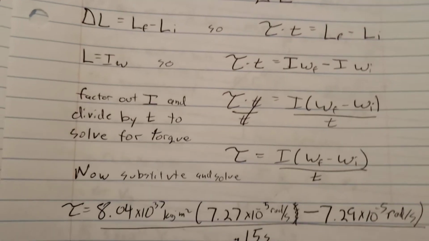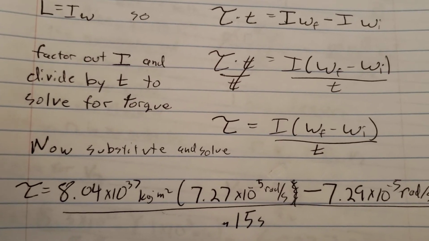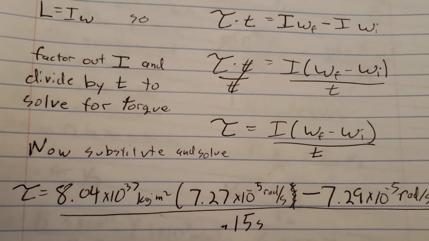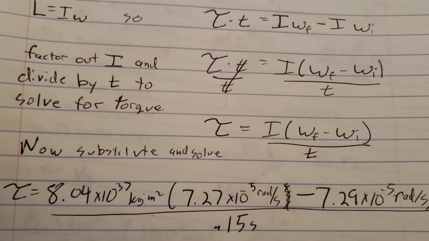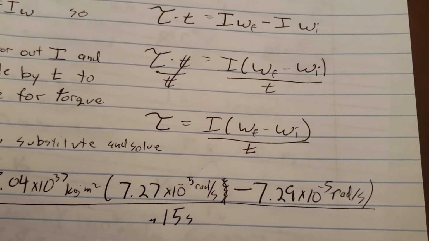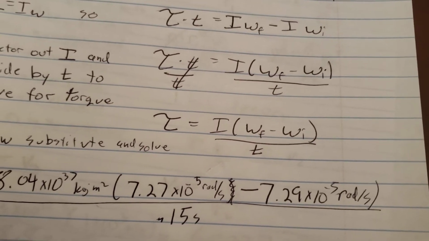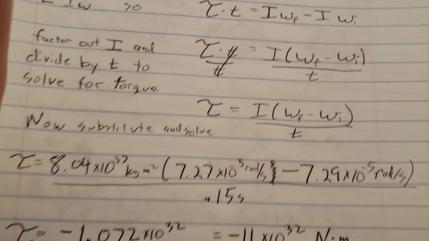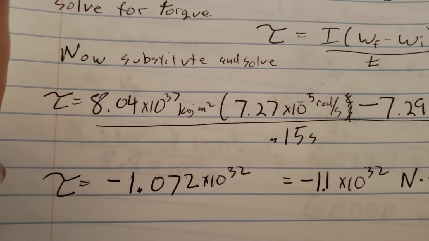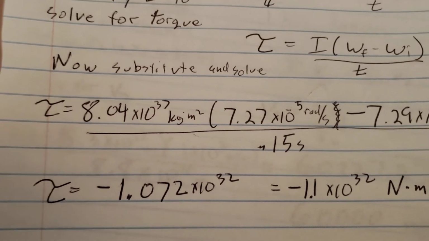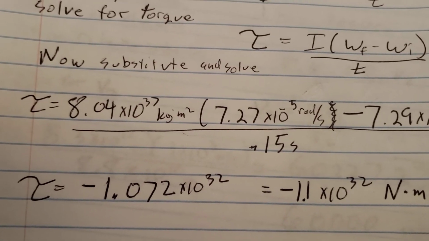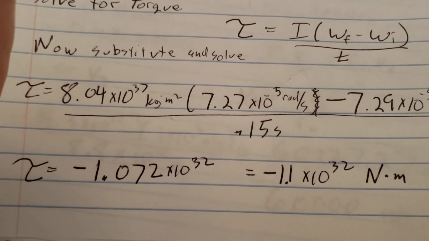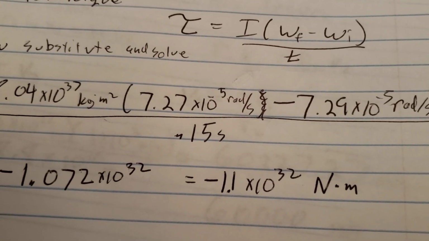Substituting in our values here, we have 8.04 times 10 to the 37th kilograms times meters squared, times (7.27 times 10 to the minus 5th radians per second minus 7.29 times 10 to the minus 5th radians per second). All of that is divided by 0.15 seconds. Plugging that into our calculator, you should get negative 1.072 times 10 to the 32nd. We only have two significant figures in the 0.15, so therefore this rounds to negative 1.1 times 10 to the 32nd. This is solving for torque, and torque is measured in newtons times meters.